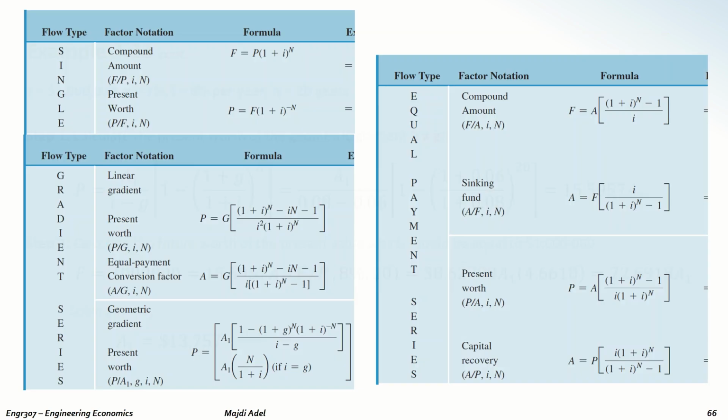And by this example, we come to the end of this chapter, and these tables summarize the formulas for the different types of cash flows: single cash flow, equal payment cash flow, and the gradient cash flows, linear gradient, and the geometric gradient. Wassalamu alaikum wa rahmatullahi wa barakatuh.